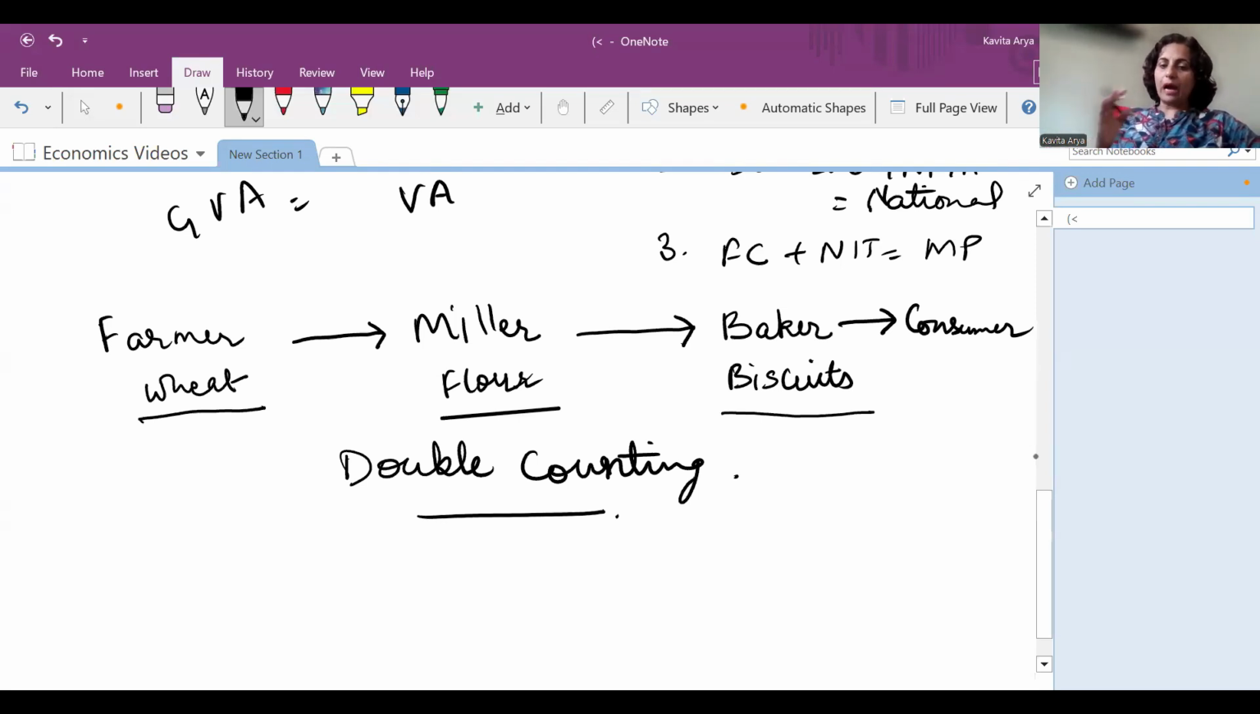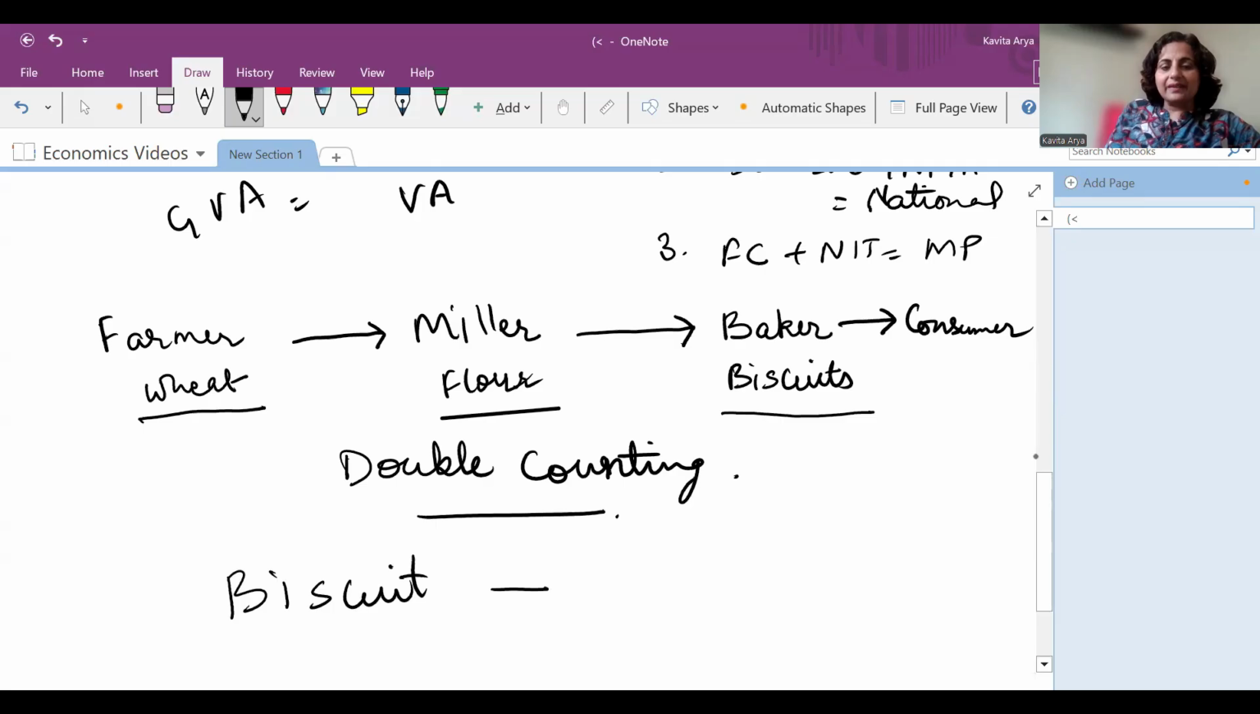The value of output. Output means whatever has been produced by any business entity is its output. So, flour is the output of the miller. Wheat is the output of the farmer. The biscuits are the output of the baker. But the point is, we never take all these outputs. We have to subtract the IC therefrom. Means here, if I'm talking about biscuit as my final product.